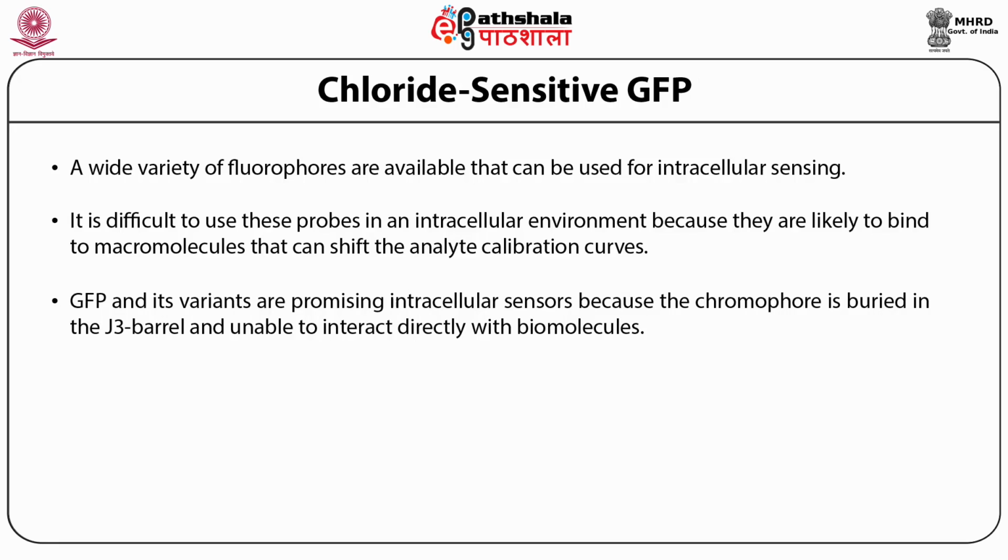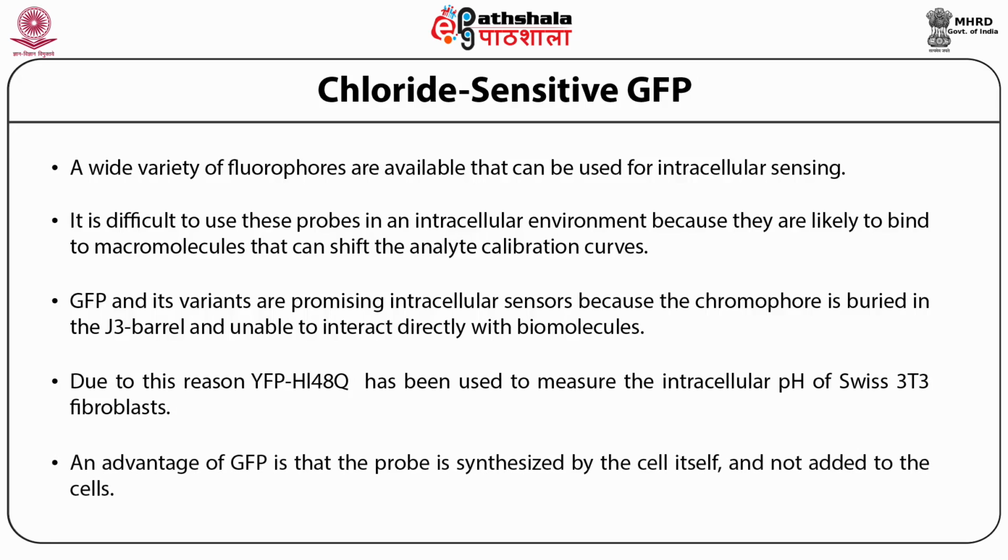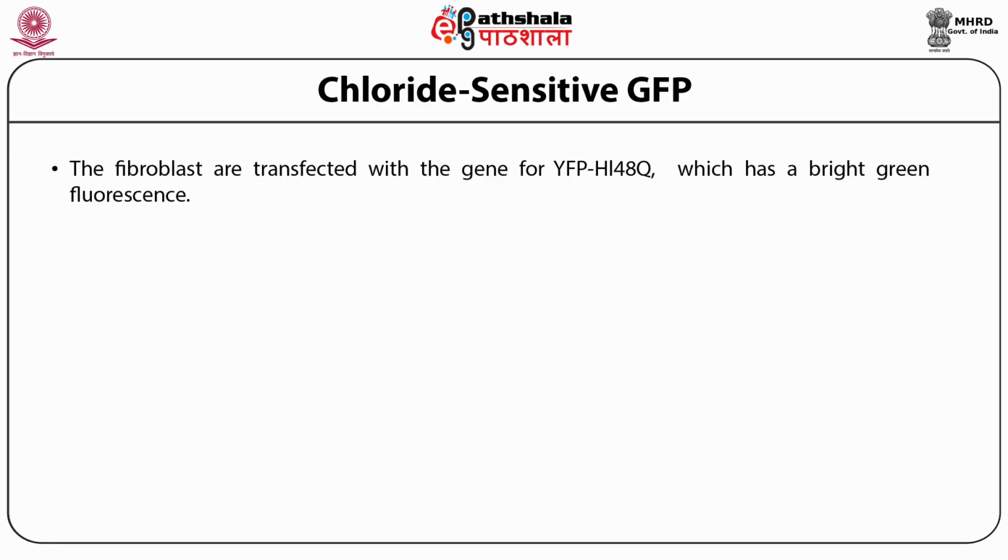GFPs and its variants are promising intracellular sensors because the chromophore is buried in the beta barrel and unable to interact directly with the biomolecules. Due to this reason, YFP H148Q has been used to measure the intracellular pH of Swiss 3T3 fibroblasts. An advantage of GFP is that the probe is synthesized by the cell itself and not added to the cell. The fibroblasts are transfected with the gene for YFP H148Q, which gives a bright green fluorescence.